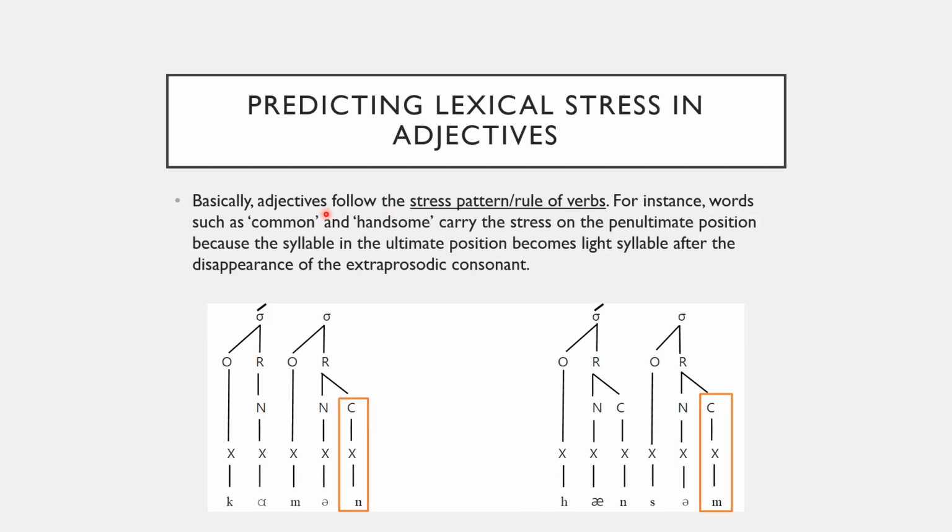Lastly, we can also predict the lexical stress in adjectives. Basically, adjectives follow the stress pattern or rule of verbs. For instance, words such as common and handsome carry the stress on the penultimate position because the syllable in the ultimate position becomes a light syllable after the disappearance of the extra prosodic consonant.